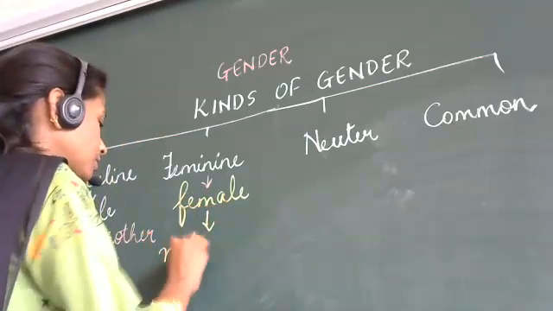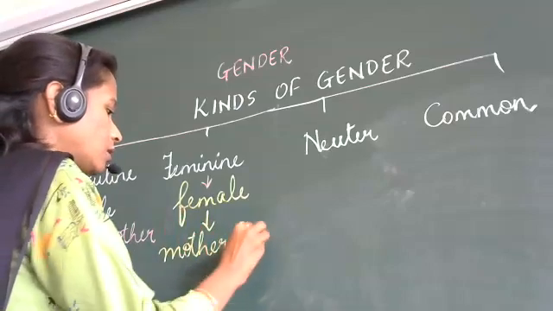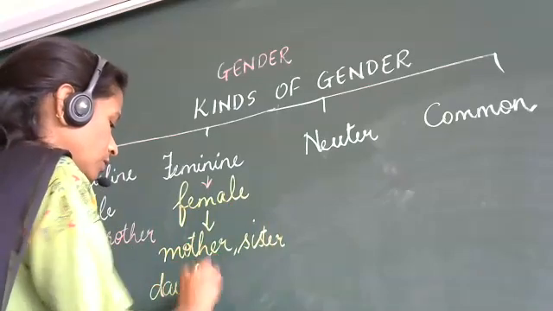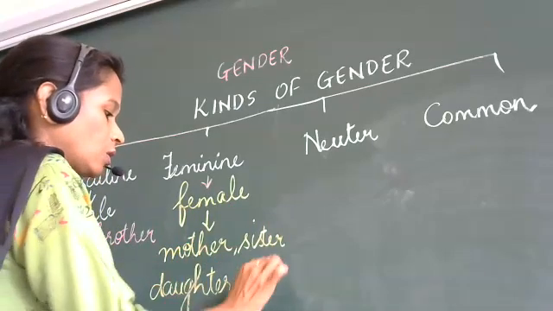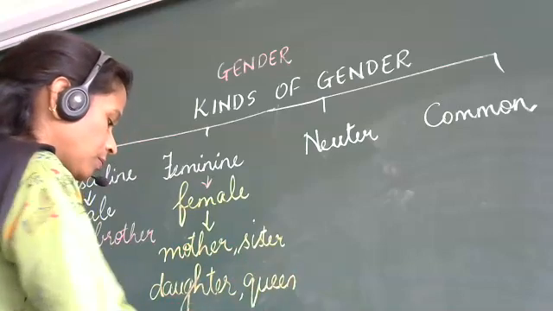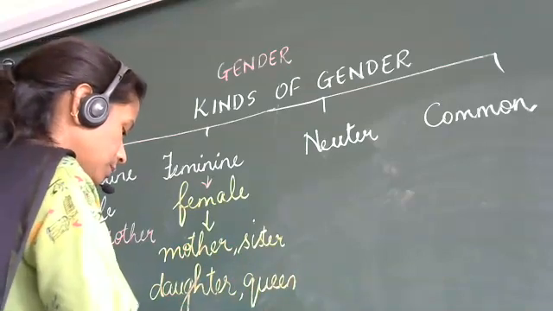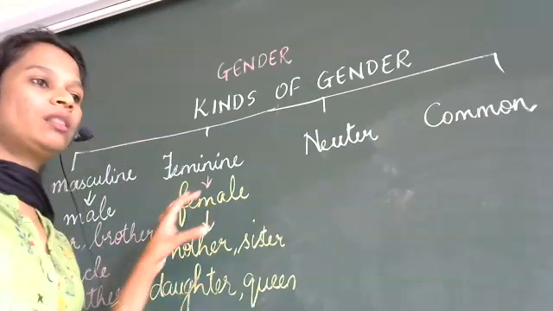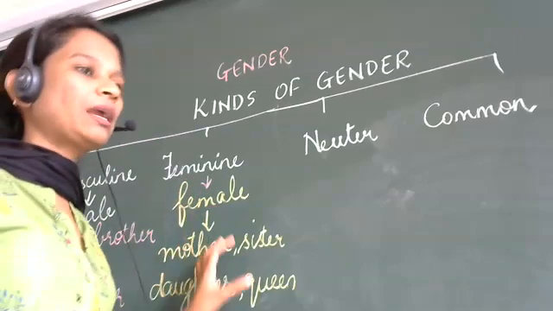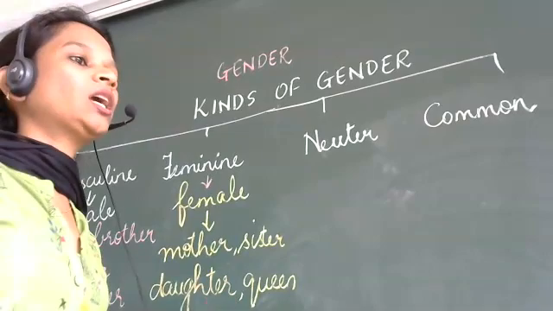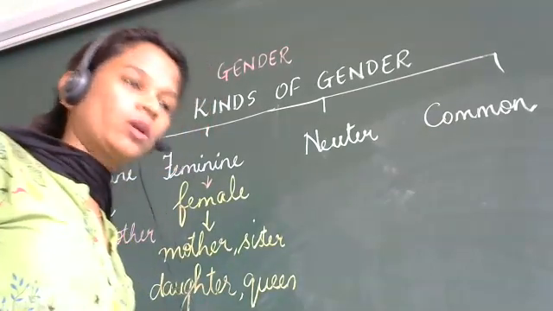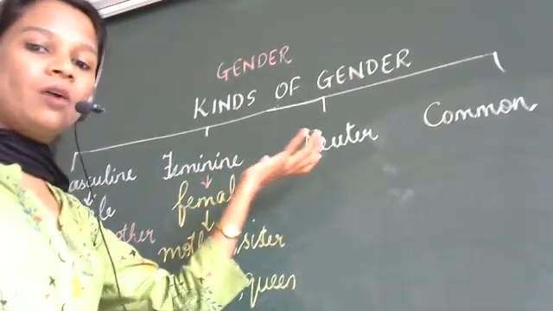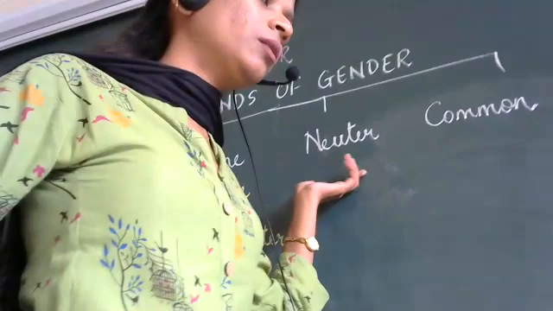That is mother, sister, daughter, yes, lioness, queen, then you have grandmother, yes, queen. All these people who fall under this female category are called the feminine gender. Okay, so these two are the common genders which you have learned. Now the next one is the neuter gender.